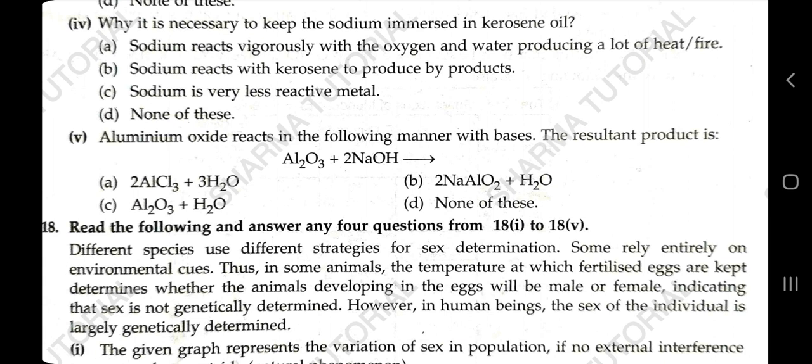Is it option A? Option A says aluminium chloride plus H2O. Option C says aluminium oxide plus H2O. Option B says sodium aluminate plus H2O, which is the correct answer. Therefore option B is the correct answer.